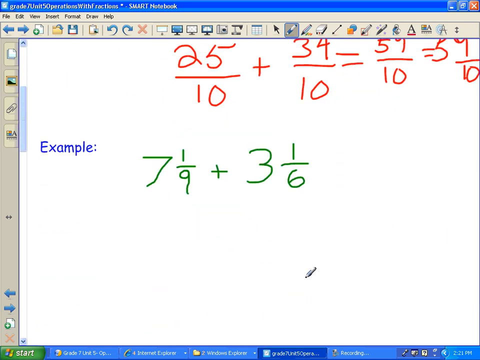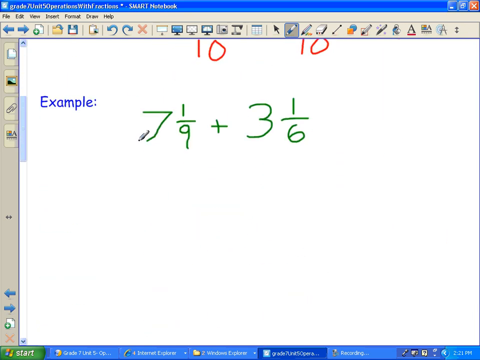So the steps are the same every time. Change it to an improper fraction, find a common denominator, and then change it back at the end to a mixed number. So let's find this one again. Of course, I'll start off by changing it to, there we go, an improper fraction. 9 sevenths are 63, plus 1 more is 64. 3 sixes are 18, plus 1 more is 19.